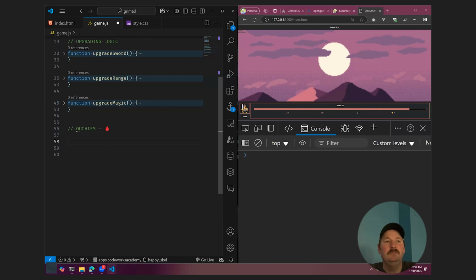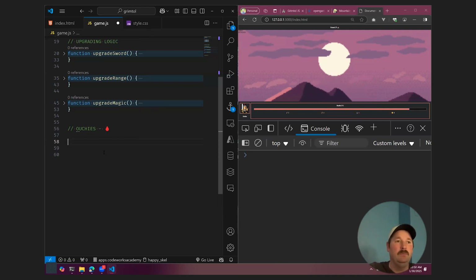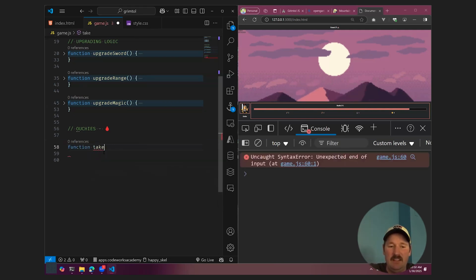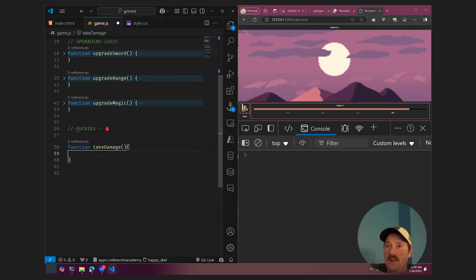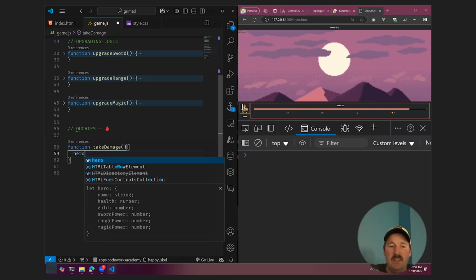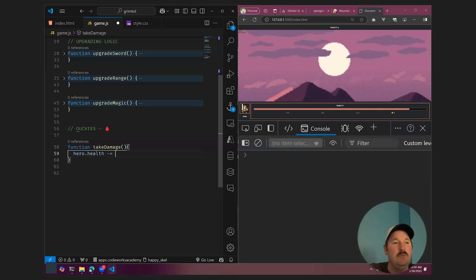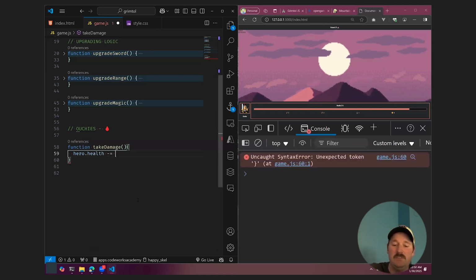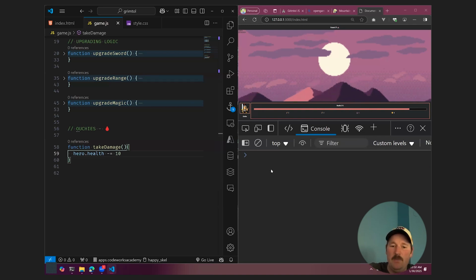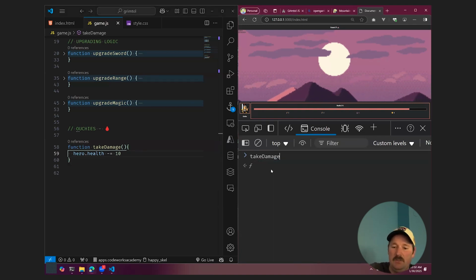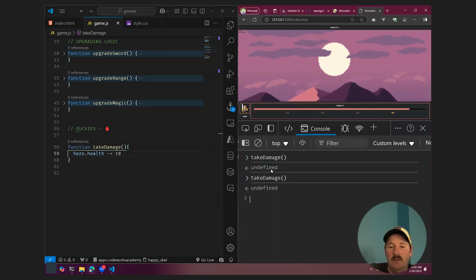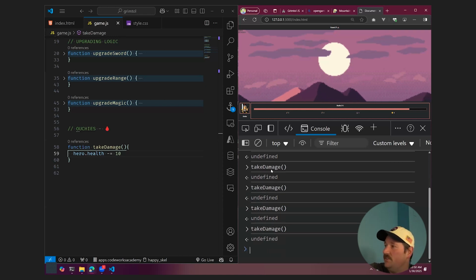Let's write a function that damages our hero. So we'll write a function called take damage. And what I want to do is, again, start very simple. We're going to say the hero dot health goes down by, so minus equals, let's just do 10. And then we come over here and we say, take damage. And I do this several times.